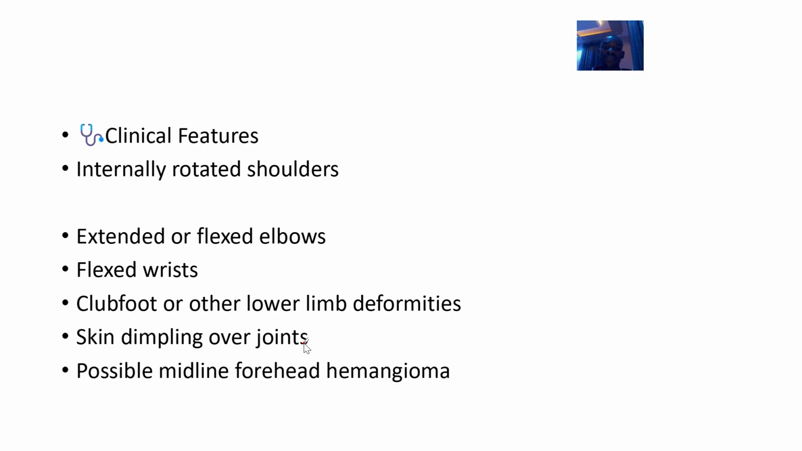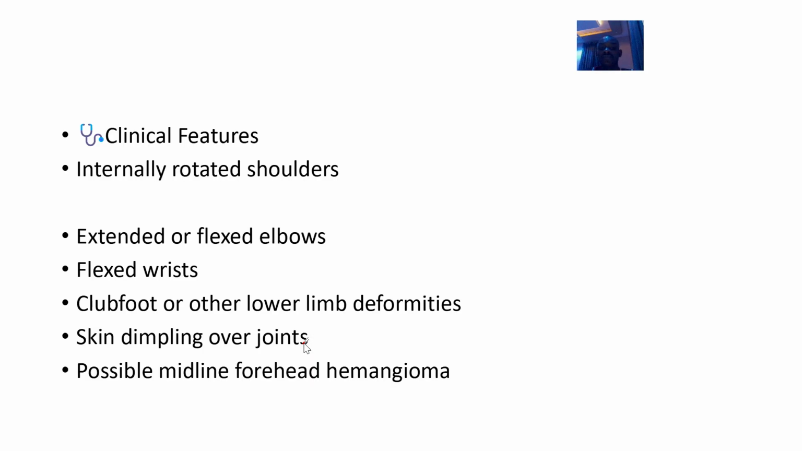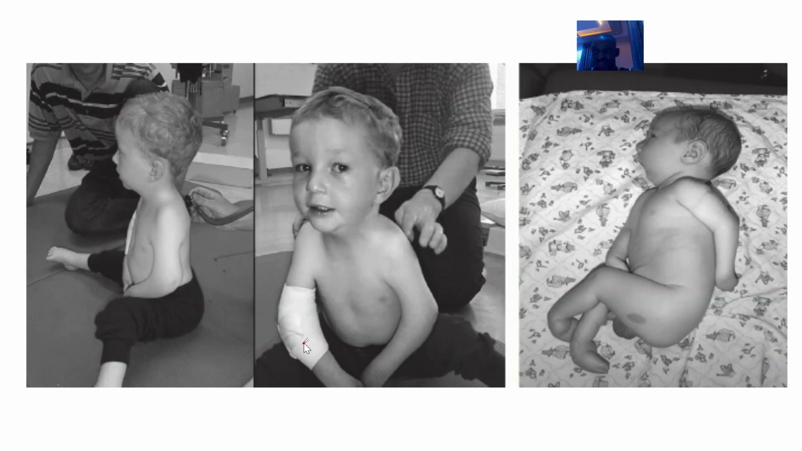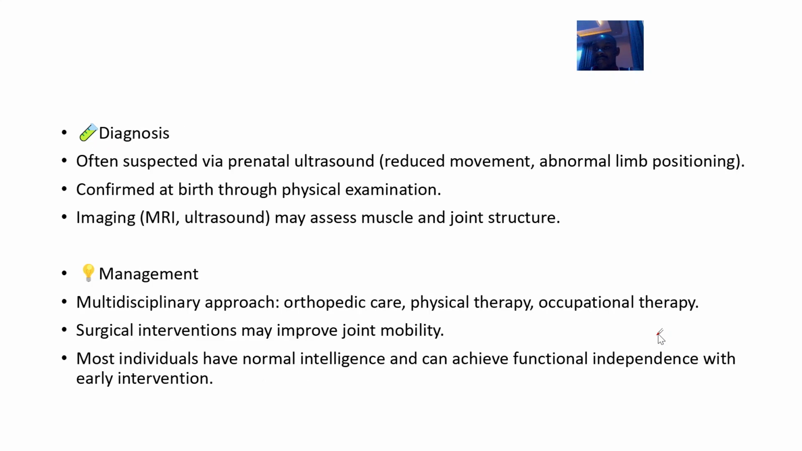So clinical features: such a person, they have what? Extended or flexed elbows, all right, then club foot or other lower limb issues. Okay, you can see this baby has a lot of problems in their lower limb. Okay, and if it's club foot, okay, obviously, then skin dimpling over joints, then possibly they have a midline forehead hemangioma. That's problems with bleedings in the head.